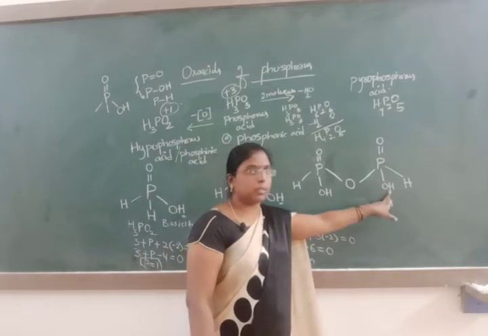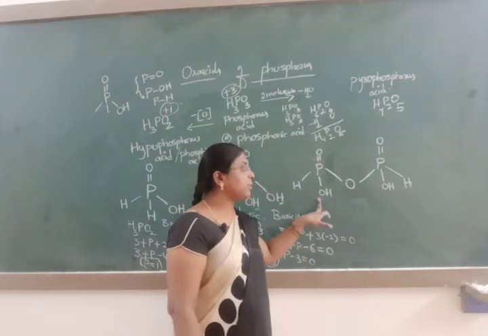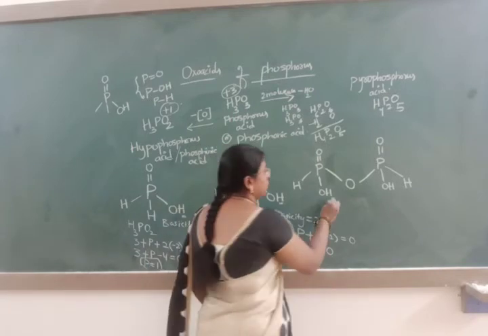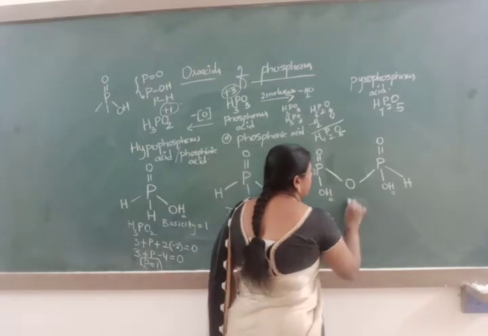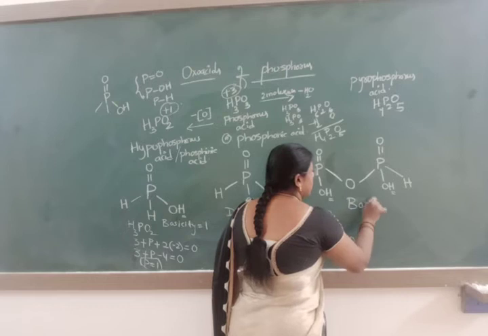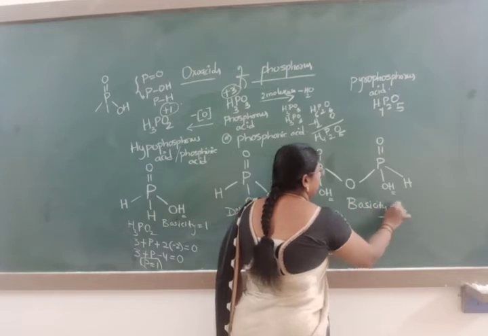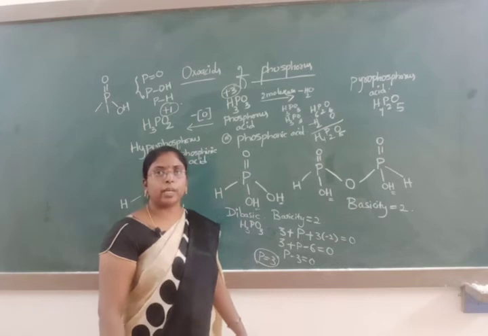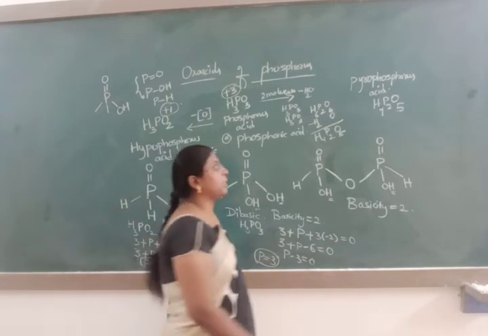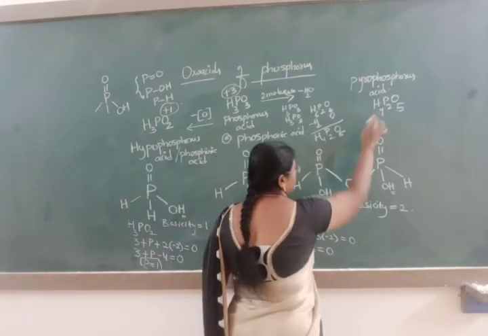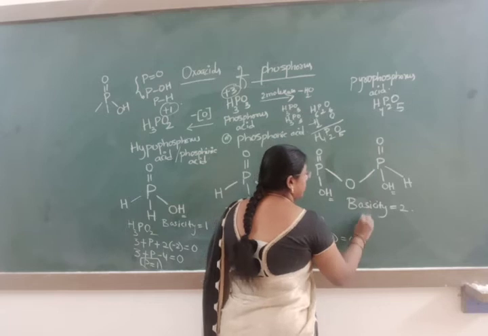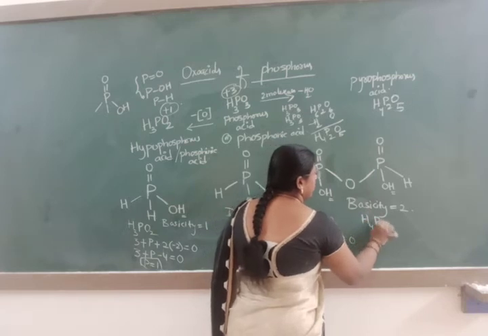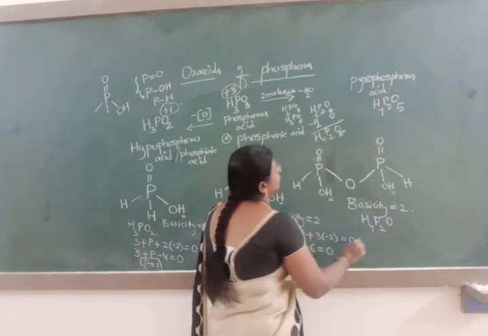Its basicity is 2. The number of hydrogen atoms we can replace is 2. We can replace only these 2. Hence its basicity is equal to 2 here. Then how can we calculate its oxidation state, the phosphorus oxidation state? The formula is H4P2O5.